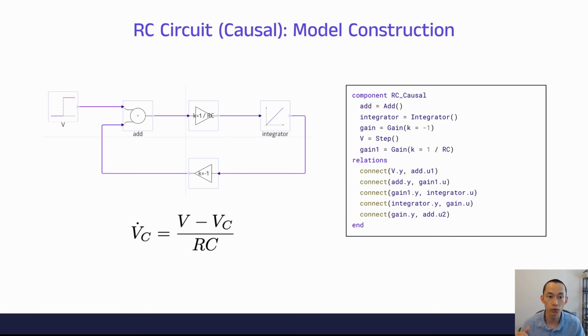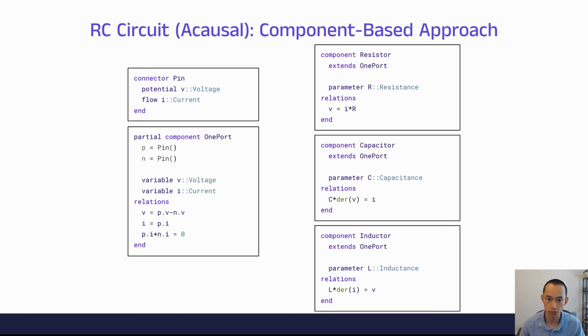Now let's see how we would build up an RC circuit using the acausal approach. Okay, so in an acausal approach, what we want to do is take a component-based approach. And what that means is we're going to define and create our resistor, capacitor, and inductor first as individual models or components, and then we'll connect them together to create an RC circuit.